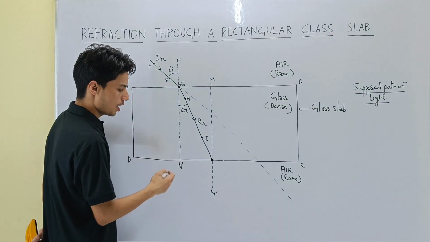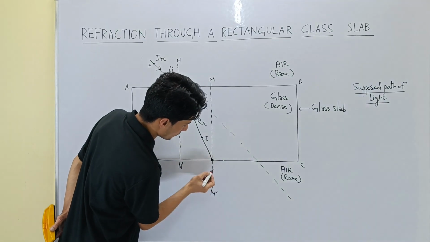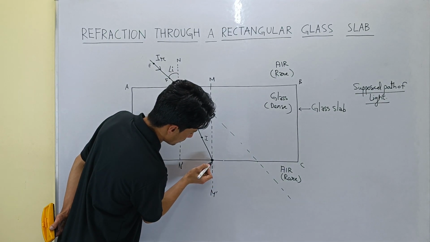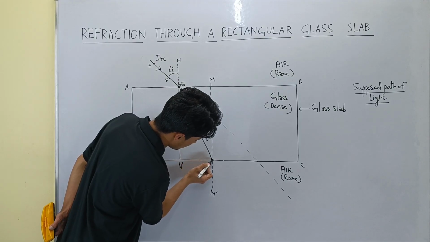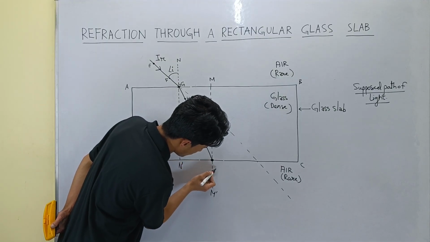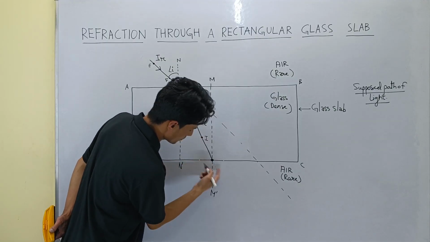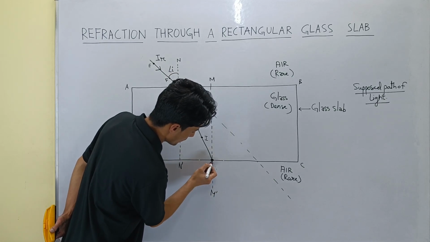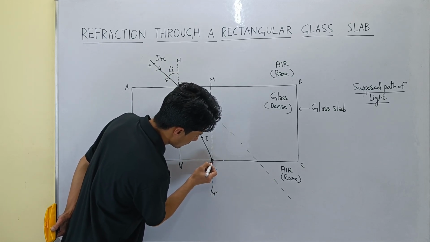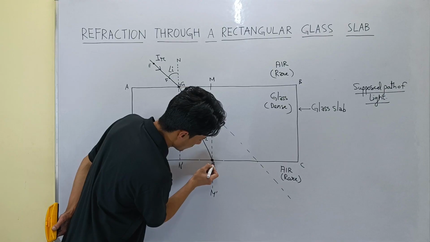Okay, so it will bend away from the normal. So normally how will it travel? This is the supposed path of light for this ray. It will not travel like this; away. So let it travel away.